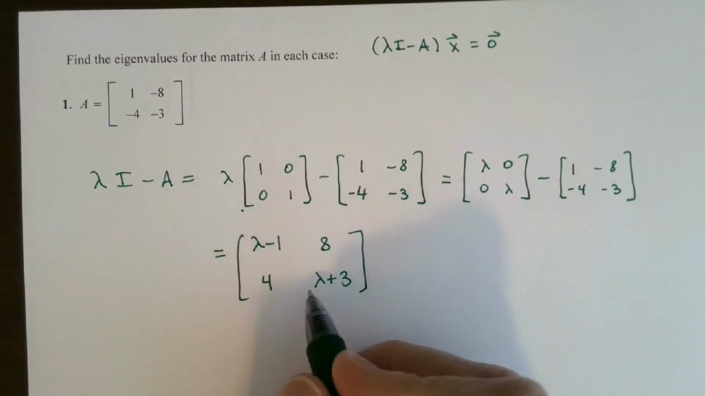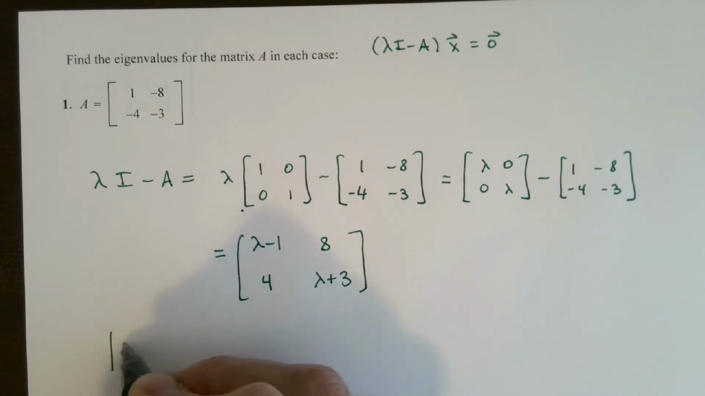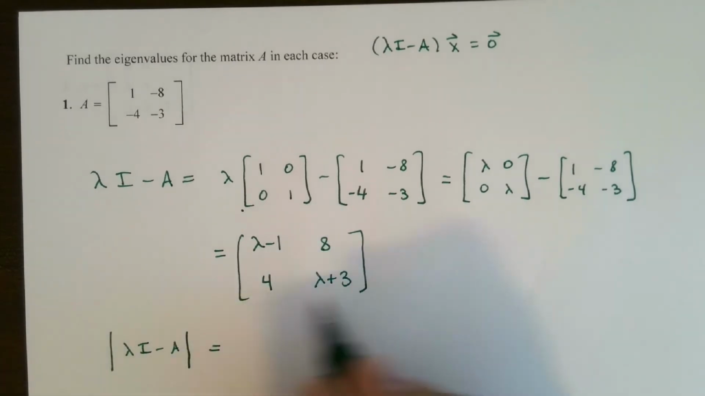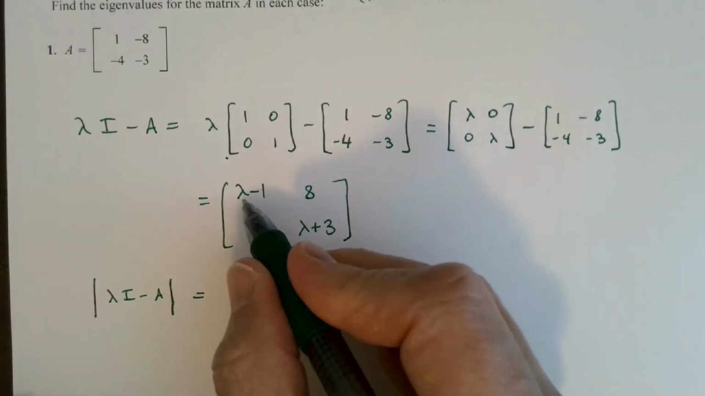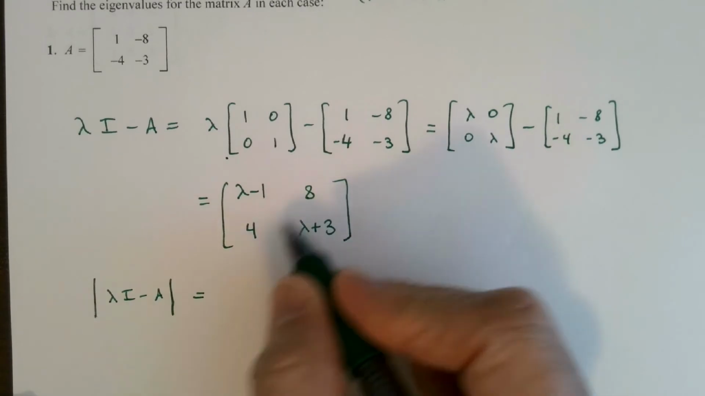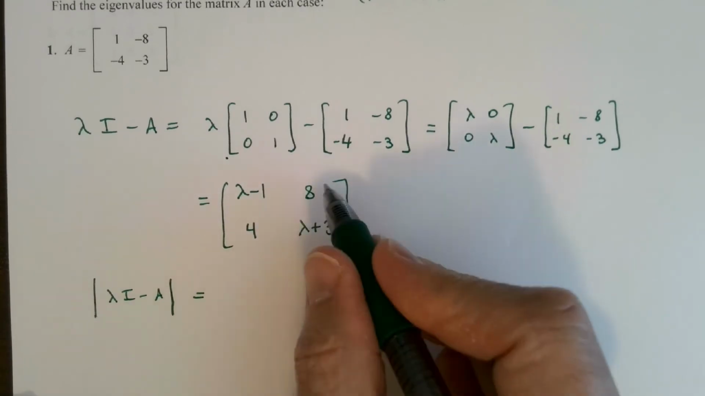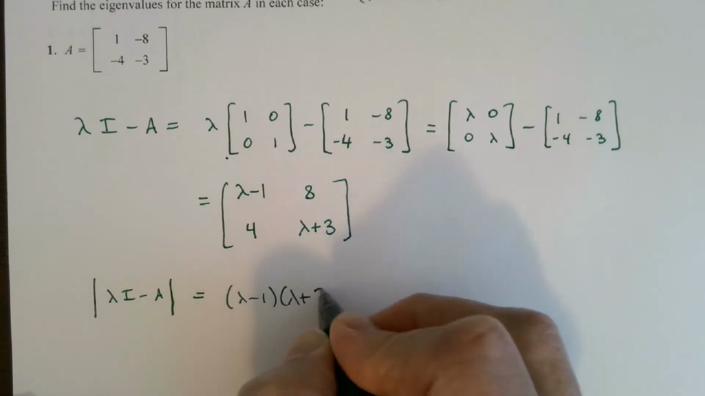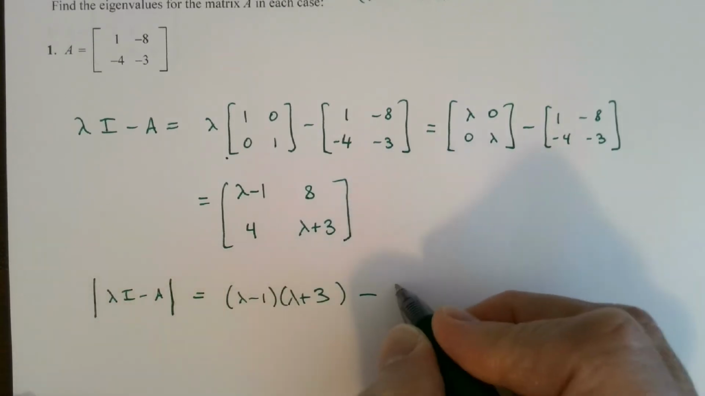And now what are we saying? This matrix we want to be singular. Therefore, its determinant must be 0. Let's go ahead and find the determinant. How do I find the determinant of a 2 by 2 matrix? It's AD minus BC, right? So this product minus this product. So it's lambda minus 1 times lambda plus 3 minus 8 times 4.